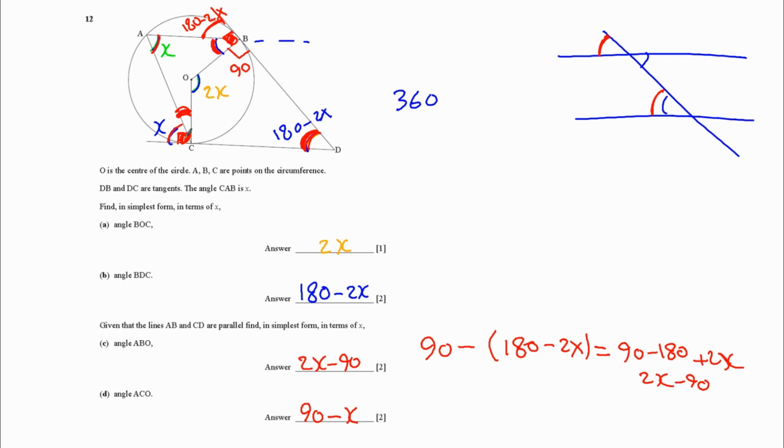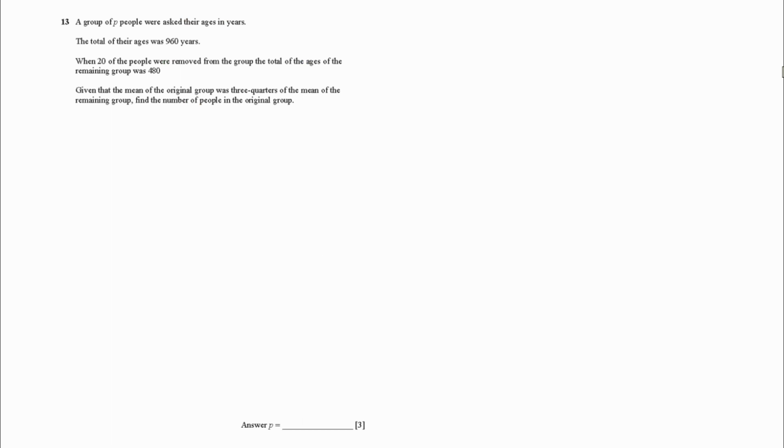Going to the next question. A group of P people were asked their ages in years. The total of their ages was 960 years. So we have P number of people, and the total of the ages is 960 years. I'm just going to write it down so that we can see the whole image. When 20 people were removed from the group, the total of the ages of the remaining group was 480.